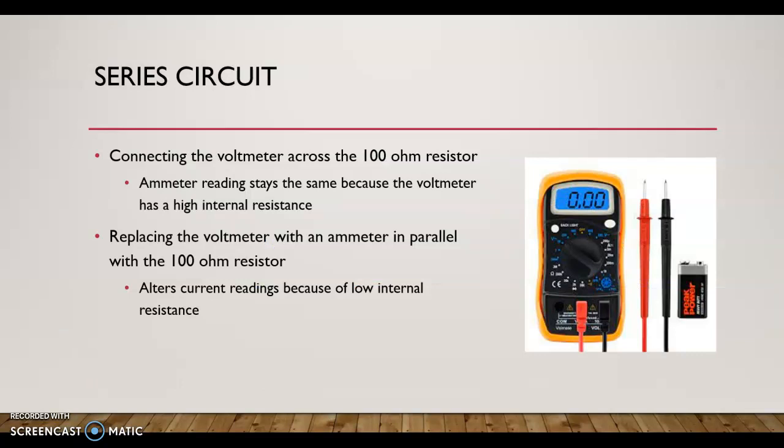Also for the series circuit, if you're connecting the voltmeter across the 100 ohm resistor, the ammeter reading stays the same because the voltmeter has a high internal resistance. However, if you place the ammeter in parallel with the 100 ohm resistor, then it alters the current because of its low internal resistance.